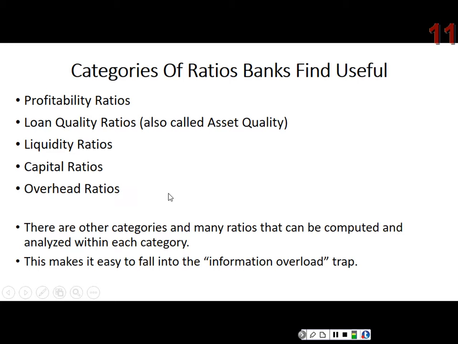Now, these are just 5 categories. There are literally dozens of different categories of ratios we could come up with. I mean, you can just go crazy with this and essentially overwhelm yourself with numbers when it comes to ratio analysis. So that's what we're really trying to stay away from, that information overload.